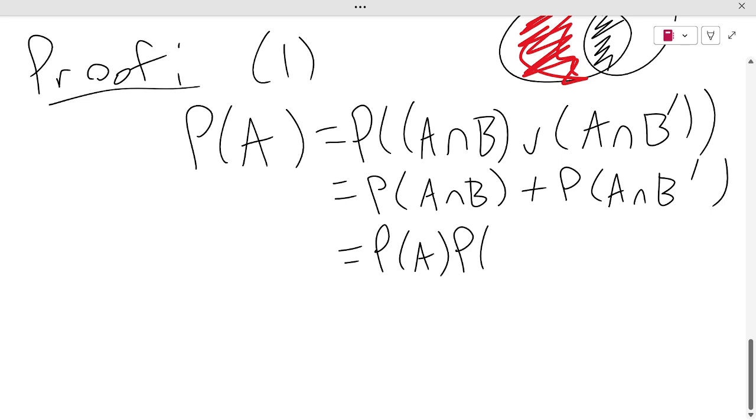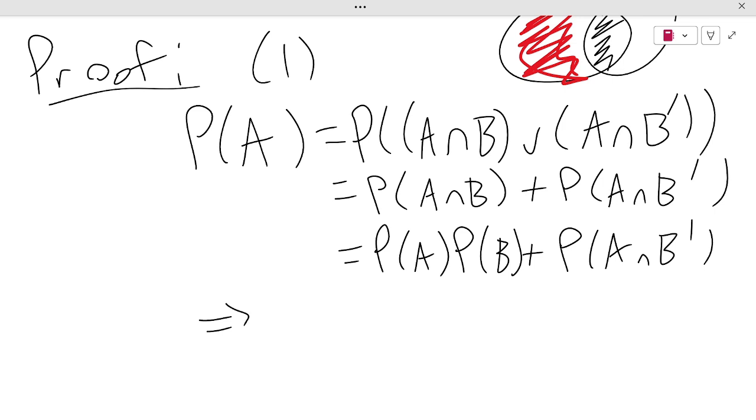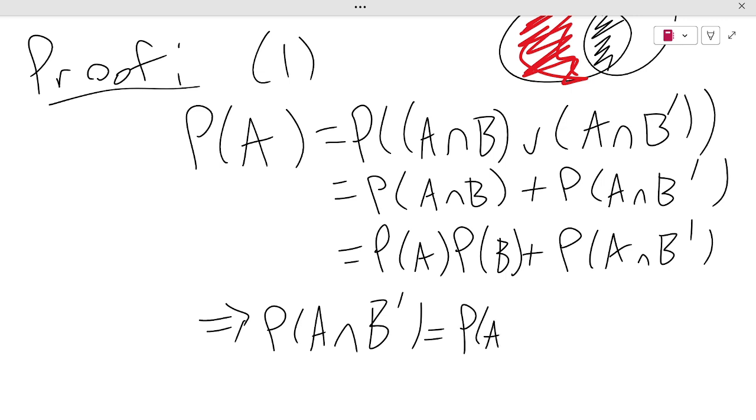So we have the probability of A times the probability of B plus the probability of A intersect B complement, right? Because they're independent, so the intersection is just the product of the two elementary. But right here, if we rearrange our equation, we get the probability of A and B complement is equal to the probability of A minus the probability of A times the probability of B.